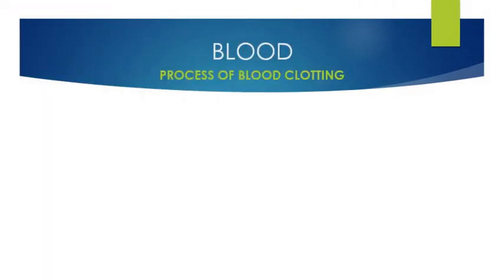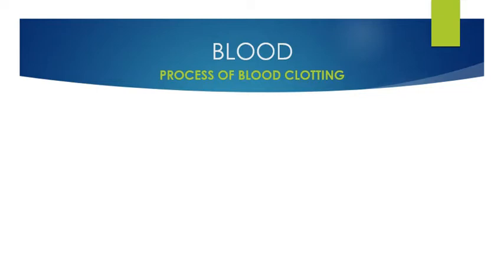I'm sure you can remember that we looked at the blood cells that are found in blood. If you can remember, we looked at platelets. Platelets are blood cells that are very essential in the process of blood clotting. So, this is how the process of blood clotting takes place involving platelets.